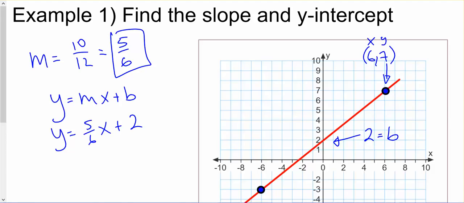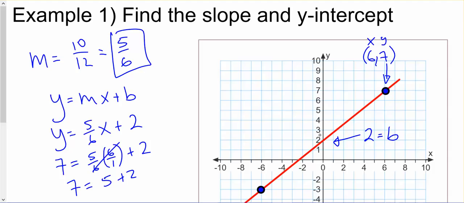So if I plug this in, y value is 7, 5/6 times my x value, which was 6, I can write that as 6 over 1, plus 2. Now what happens when I multiply 5/6 times 6? My 6's simplify, and I get 7 equals 5 plus 2. Does 7 equal 7? Yes, it does.